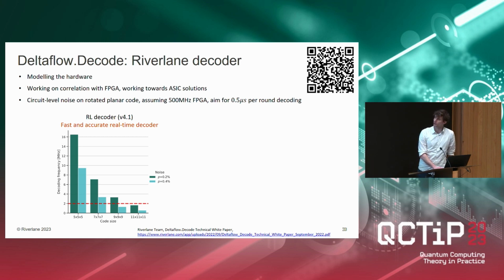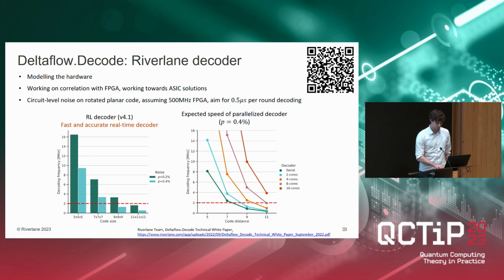But this is only on a single core. We can also now use our parallel window method to project how this would work when we employ multiple cores. So here I'm considering pretty high noise, so P equals 0.4%. That's getting fairly close to the circuit level noise threshold.